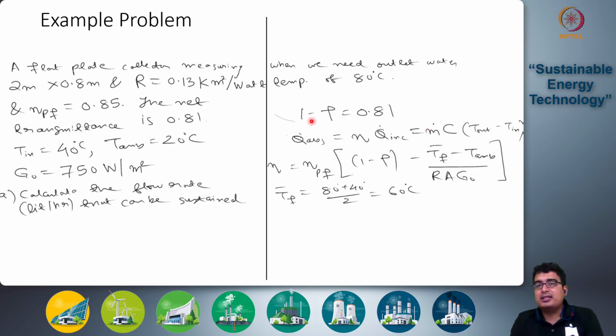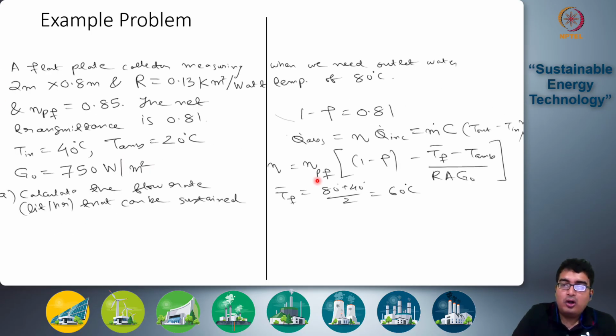So the first task is to find the heat that is being actually absorbed by your fluid. This is given by the efficiency eta, which is equal to eta PF into 1 minus rho minus the mean fluid temperature minus ambient temperature divided by R A G0. The mean fluid temperature is 80 plus 40 by 2, which is 60 degrees centigrade. Ambient is 20.